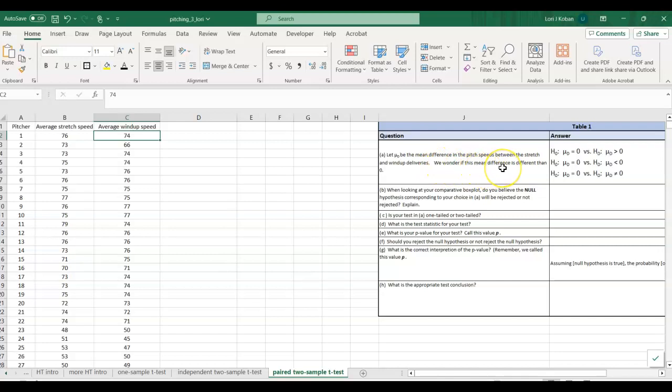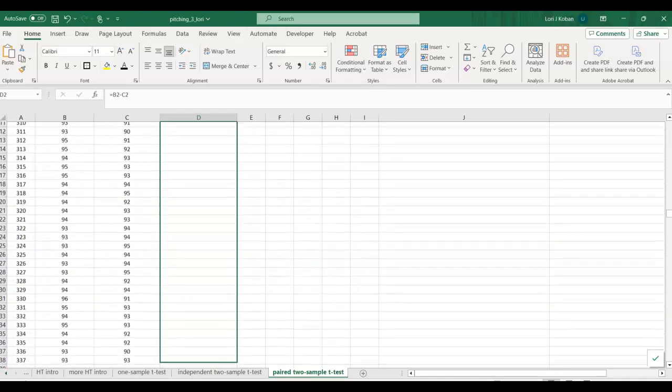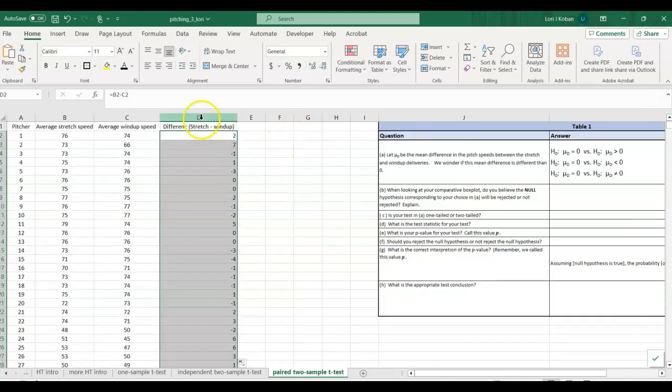We wonder if the mean difference is different than 0. So here we could say, here's the difference, and this is stretch minus the windup. And so the difference is the stretch minus the windup. And I could copy that down.